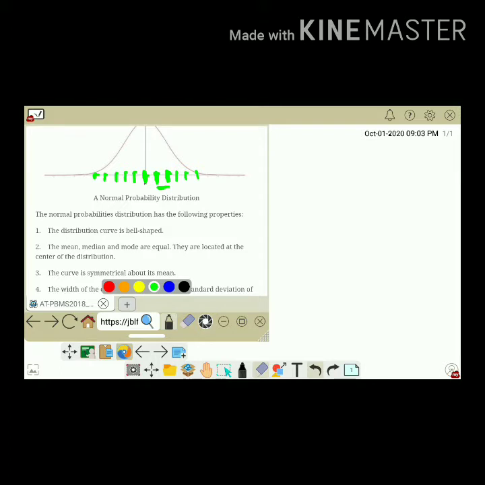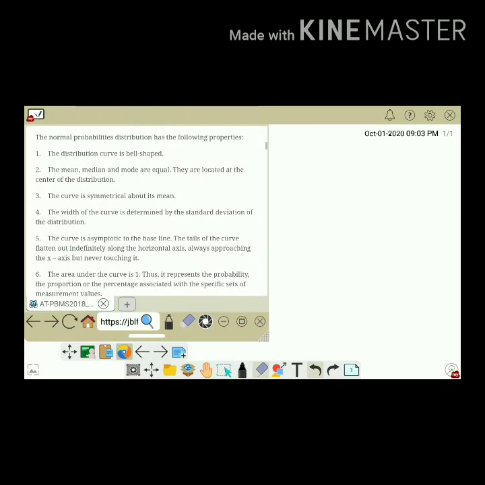Okay, so next, by the way, the standard deviation is what determines the width, because it tells how far the data are from each other. Next we have: the curve is asymptotic to the baseline. I already discussed that. The tails of the curve flatten out indefinitely along the horizontal axis, always approaching but never touching it.